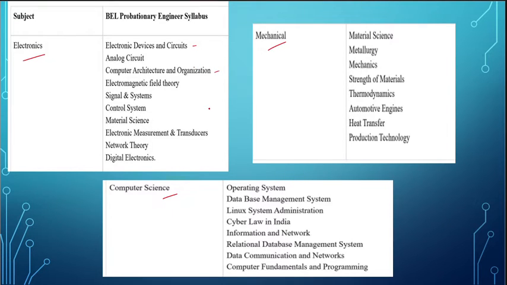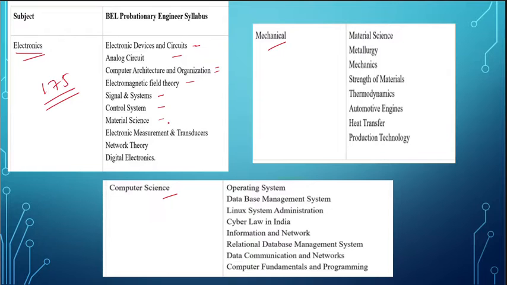Now coming towards the electronics part, which has a major number of seats in the particular notification. The subjects you need to cover are: electronic devices and circuits, analog circuits, computer architecture and organization, electromagnetic field theory, which is very important, and signals and systems. And control systems, very very important, and material science, electronic measurements and instrumentation or transducers, network theory, and digital electronics. These are the main subjects I need to cover if I have to crack the examination. That is very important.